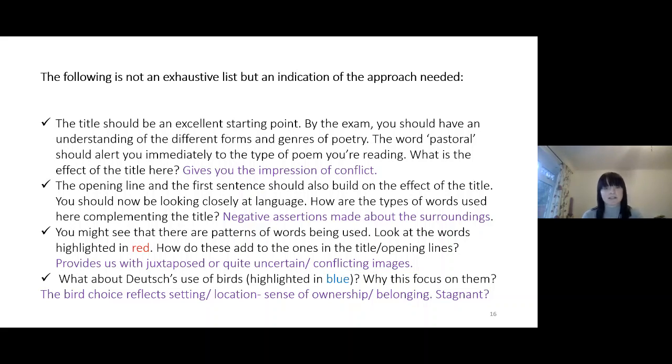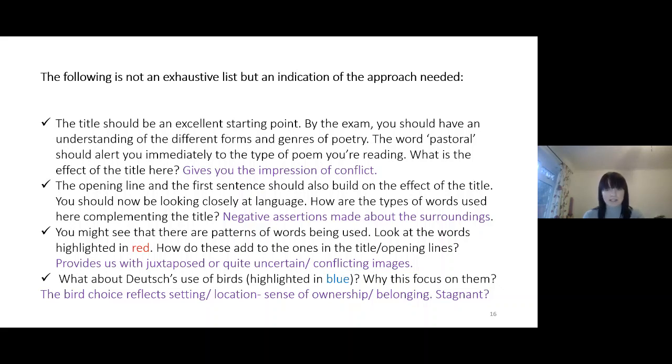What about the poet's use of birds? All of the bird references will be highlighted in blue when you have a look at the next slide. So why this focus on them? What I think is that the bird choice reflects the setting and location.